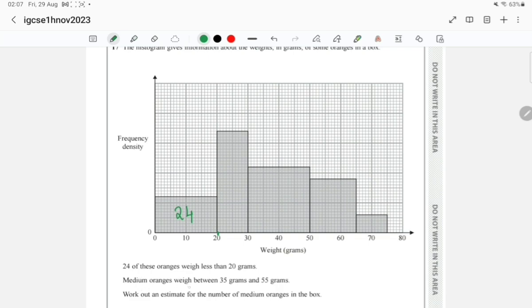Now medium oranges weigh between 35 and 55 grams. So 35 and 55 will be here, isn't it? So 35 and 55. So this part is medium oranges.